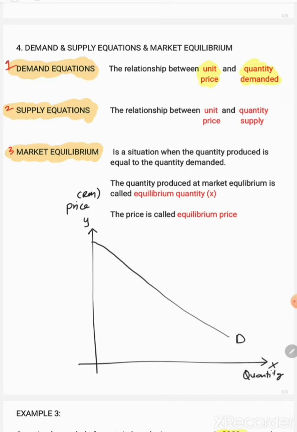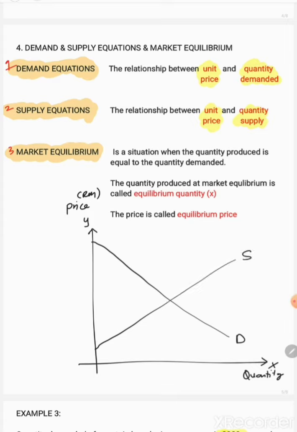Now point number 2, the supply equation. The supply equation expresses the relationship between the unit price and the quantity supplied. Just now it was quantity demanded, and now quantity supplied. So the graph for the supply equation is an increasing graph.